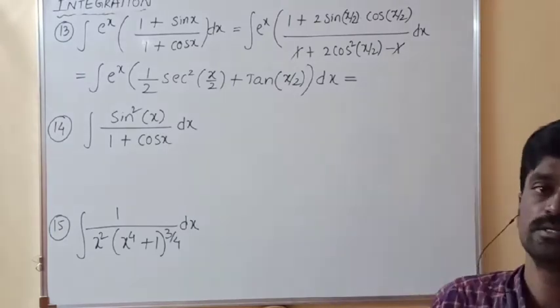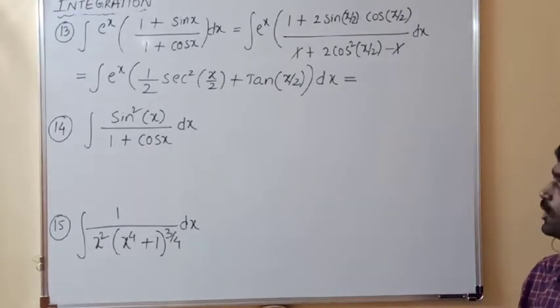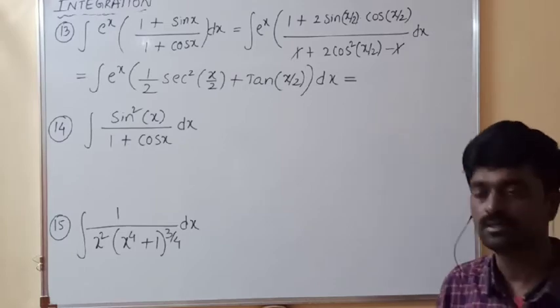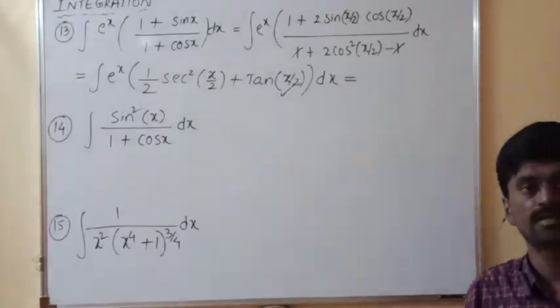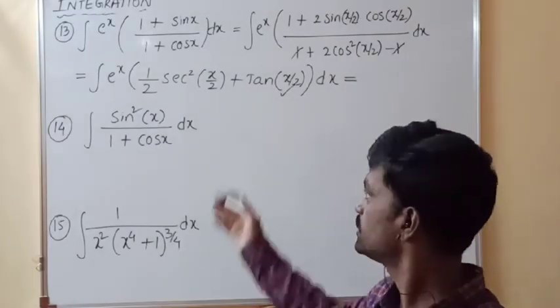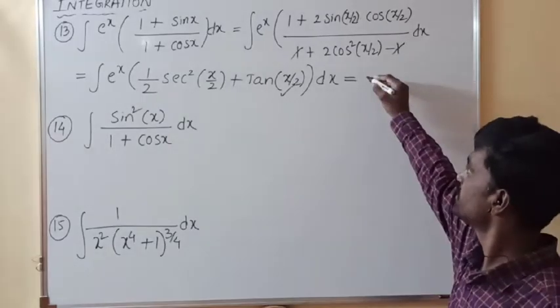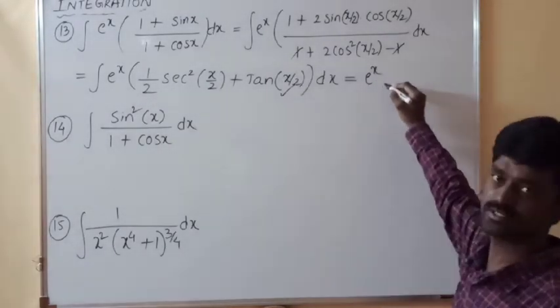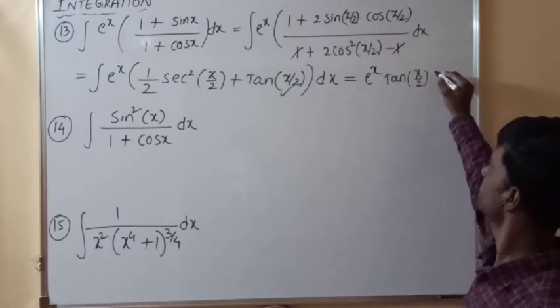So if you observe, this problem looks like integral e power x into f of x plus f dash x into dx. But here the problem is, what is f of x, what is f dash x? So clearly f of x is tan x by 2. Tan x by 2 derivative is half into secant square x by 2. Correct? So the answer is e power x into f of x. What is f of x? Tan of x by 2 plus c.